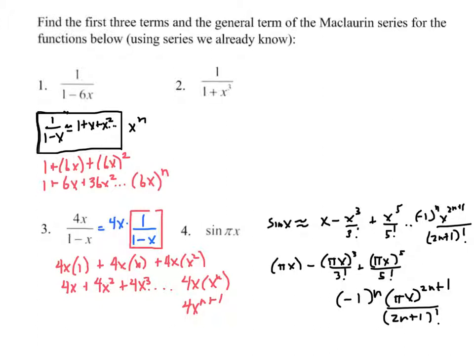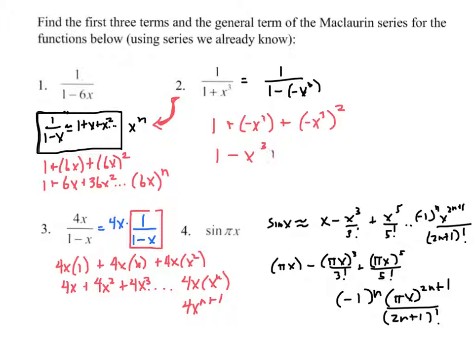All right, finally, 1 over 1 plus x cubed. I'm going to rewrite this as 1 over 1 minus negative x cubed. Make sure you see that that's the same thing. But now it looks like this. So every place I had an x, I'm going to write a negative x cubed. Okay, so it would be 1 plus negative x cubed plus negative x cubed squared. All right, so if we cleaned it up, we'd have 1 minus x cubed plus x to the 6th. And same type of thing with my general term. Instead of x to the n, it's negative x cubed to the n, like that. Or you could write negative 1 to the n, x to the 3n if you wanted to, but you wouldn't have to.